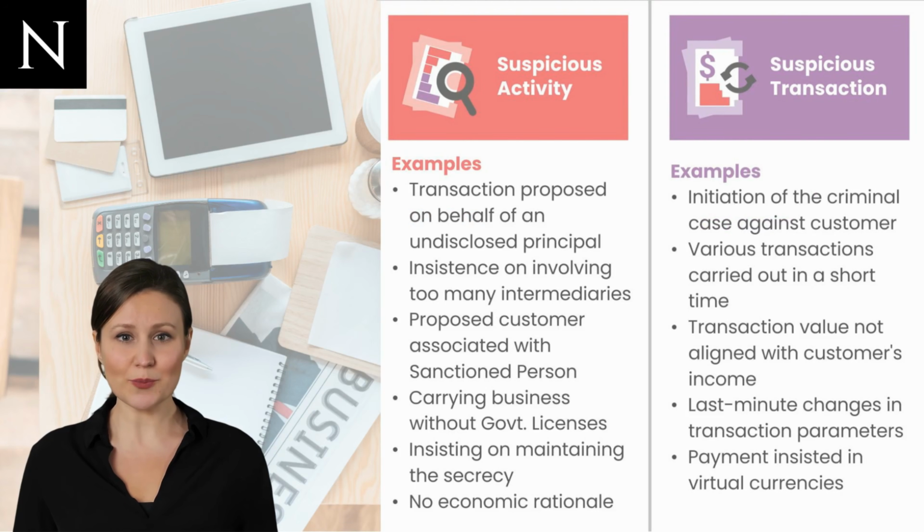Some examples of suspicions where SAR is to be filed. When the customer is proposing to transact on behalf of someone else and is not willing to disclose the principal. When the customer insists on involving too many intermediaries in the transaction from high-risk jurisdictions with no nexus with the customer's business. When the proposed customer has associations with a sanctioned person. When the customer carries out business activities without government licenses or relevant registrations.